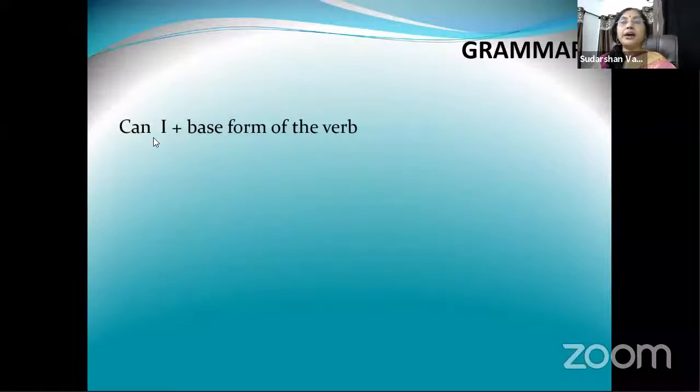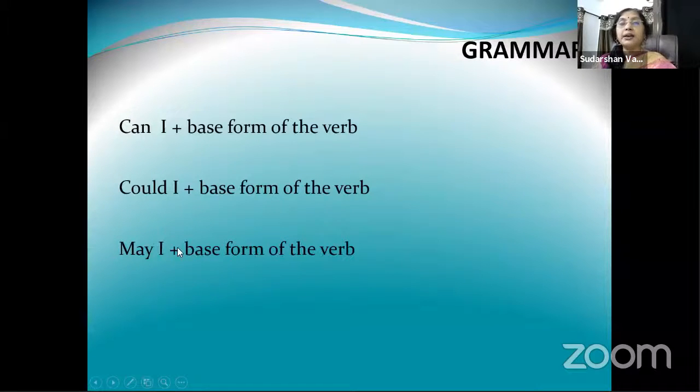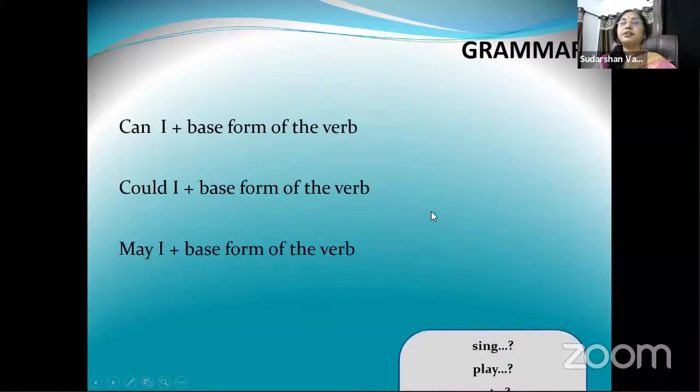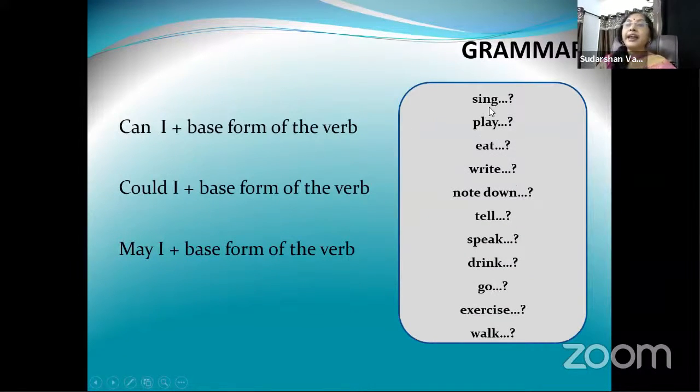So can I plus base form of the verb. Could I plus base form of the verb. May I plus base form of the verb. Now take a look at this. Can I sing a song in the annual day celebration?